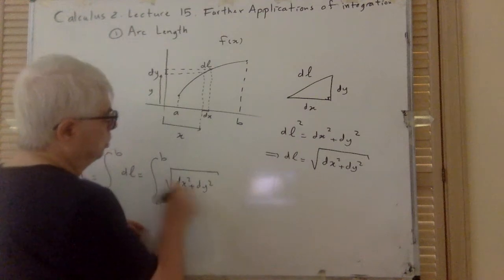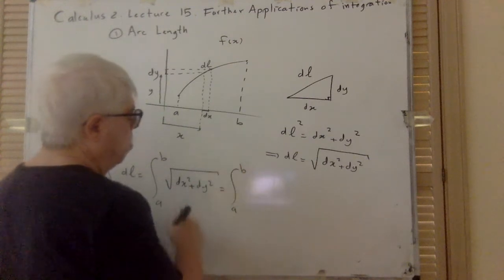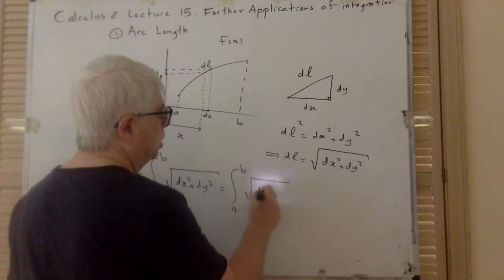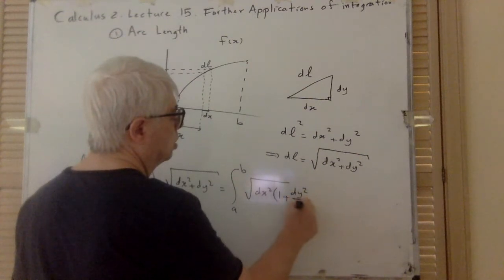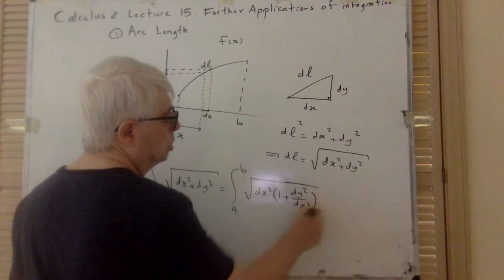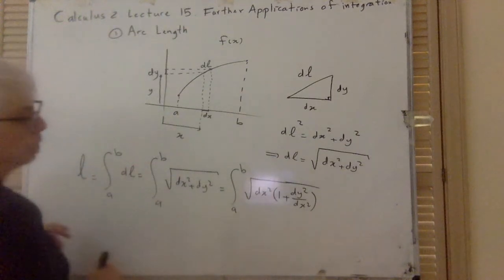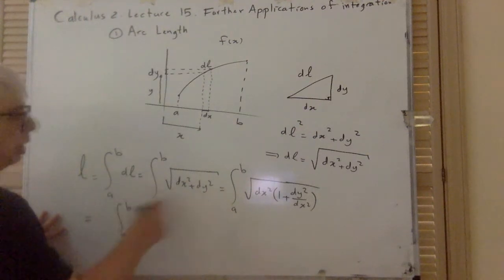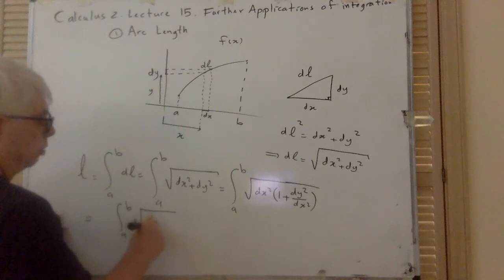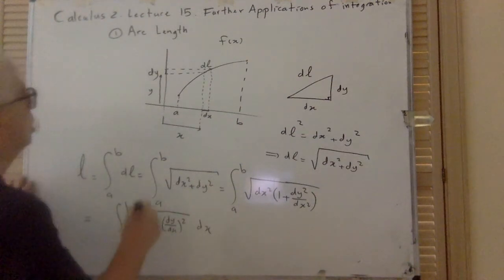Okay, this is what I do. I factor out the dx squared here. So I have a to b, and under this radical I have dx squared times 1 plus dy squared over dx squared. This is not d squared y, this is simply dy squared. Then this dx squared comes out of the radical sign, and I write this in the form: integral from a to b of the square root of 1 plus (dy/dx) squared, dx. Let me write this up here.